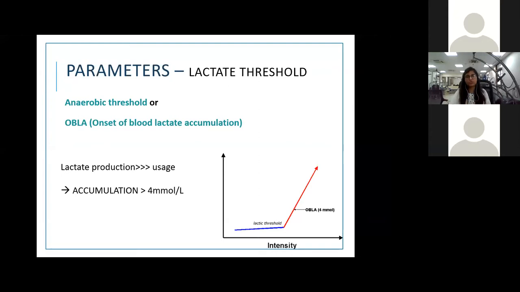What happens is when we are at rest, there is some amount of lactate production. When we are doing sub-maximal exercise, or exercise at, suppose, 40 to 50% of our VO2 max, the utilization of lactate and the production of lactate is somewhat balanced. So there is a linear increase in the lactate value, but there comes a point beyond which the values shoot up all of a sudden.